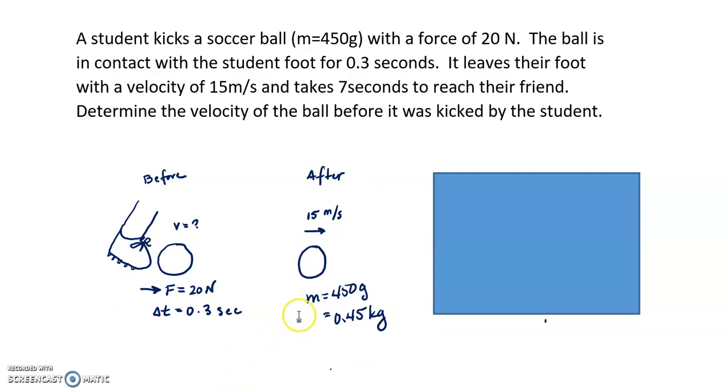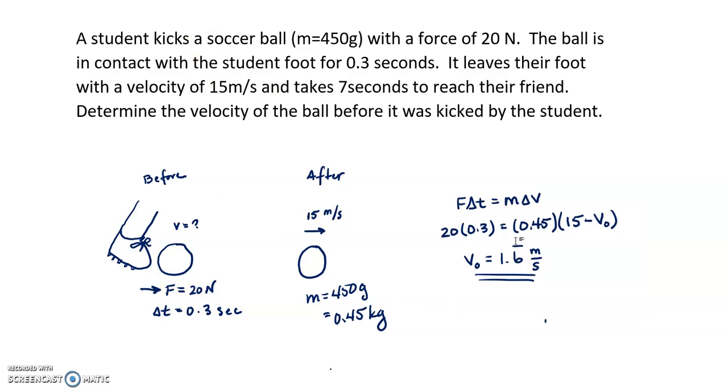Second little curveball I threw in there was that I changed the mass. It was originally in grams. You have to convert that to kilograms or it's just not going to work, because kilograms are our base units for physics. So if we did all that right, let's see if we got the right answer. Huzzah! 1.6 repeating meters per second.